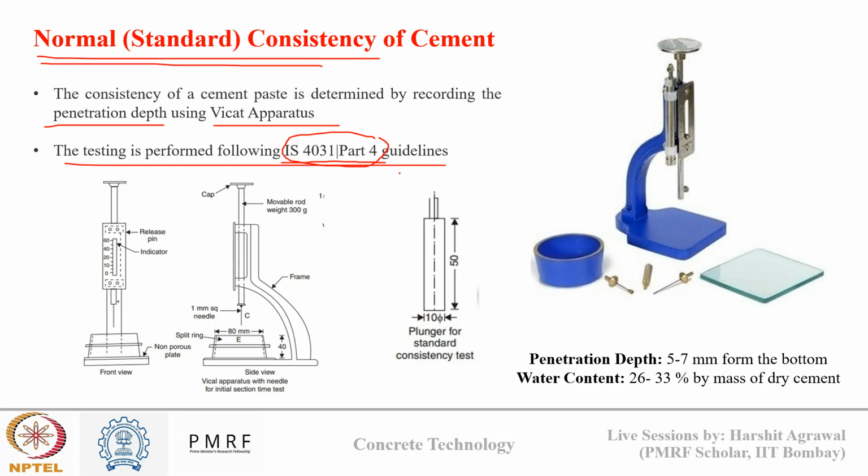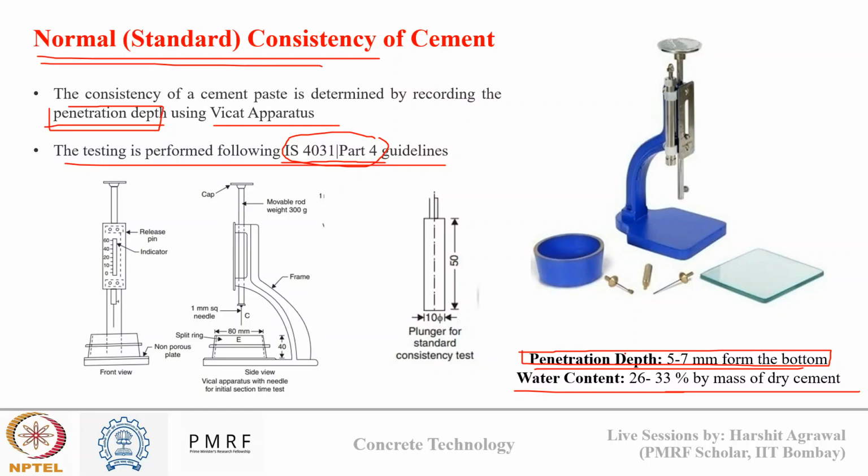It is represented in terms of the percentage of water required to attain a certain level of plasticity. And in this testing, the plasticity is determined by recording the penetration depth. The code says for OPC, the penetration depth that we should get should be 5 to 7 mm from the bottom. And to achieve this penetration depth, if my OPC is of good quality, the water content required should be in the range of 26 to 33% by mass of dry cement.